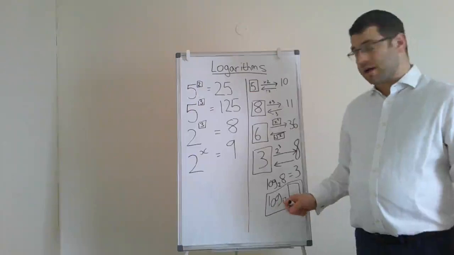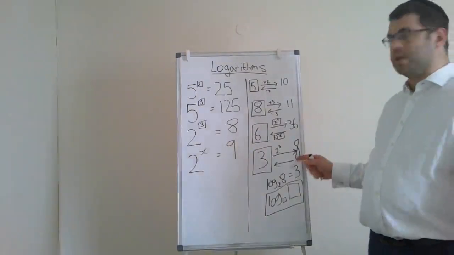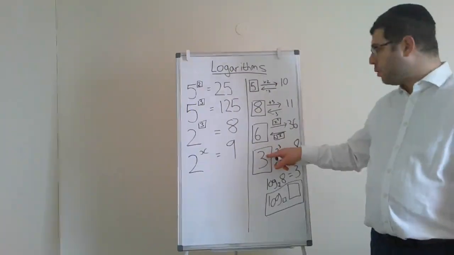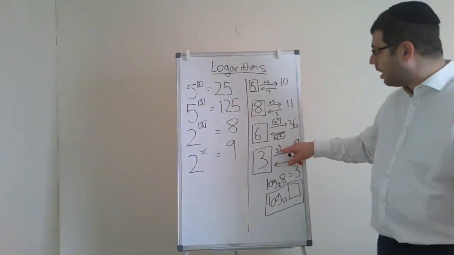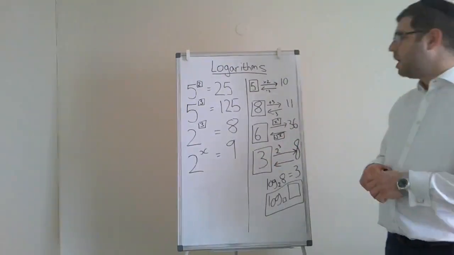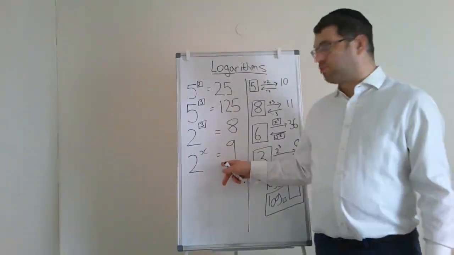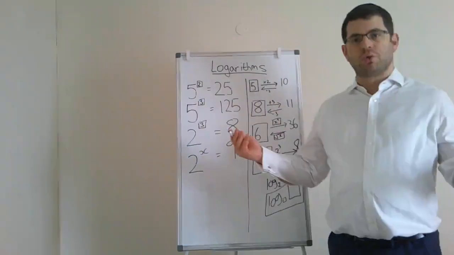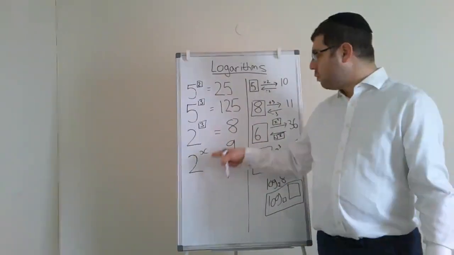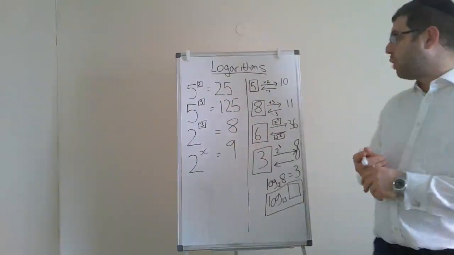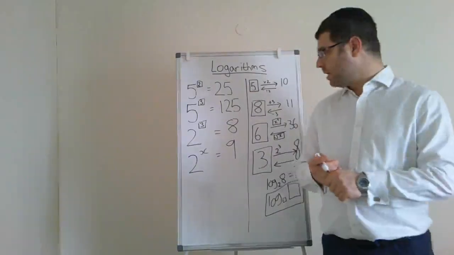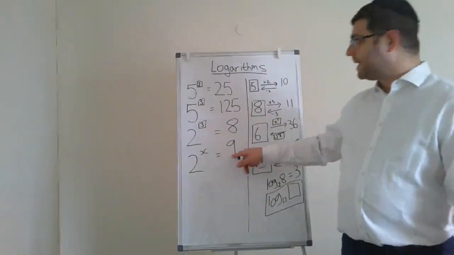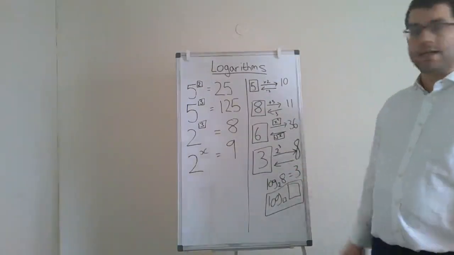That log button is what will allow you to do this process, to go from a result back to a number where the number is a power of a certain base. So going back to this problem over here, this now gives us the tools we need to tackle what's known as an exponential equation, a power equation. I wanted to know what power of 2 gave me 9. That's exactly this problem here.